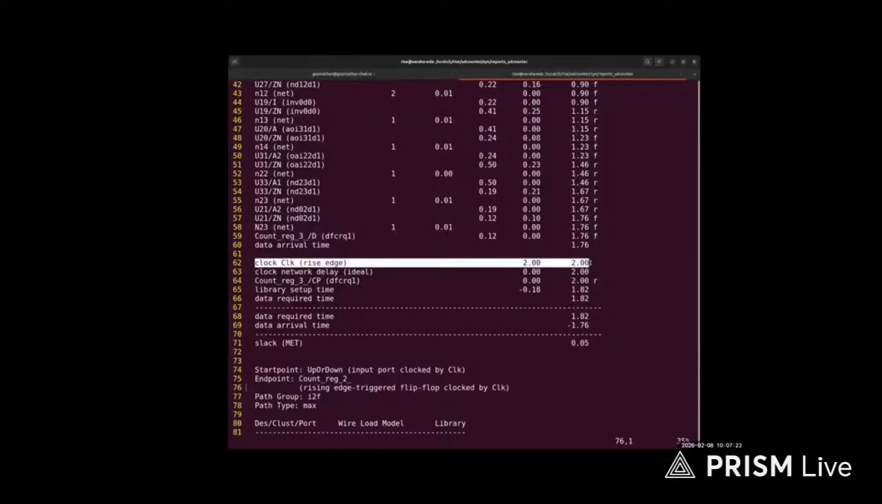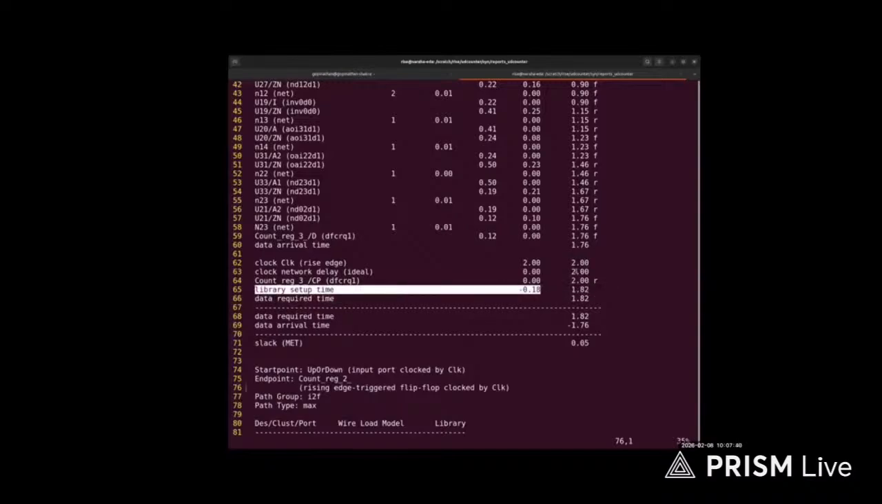So that determines it. Suppose, let's take it here itself, Anirudh, instead of 2 nanosecond, you had given 1 nanosecond. What would have happened? Library setup time is already a default number. So 1 minus 0.18 will be 0.82, correct? Yes, sir. So instead of this 1.82, you will have only 0.82.